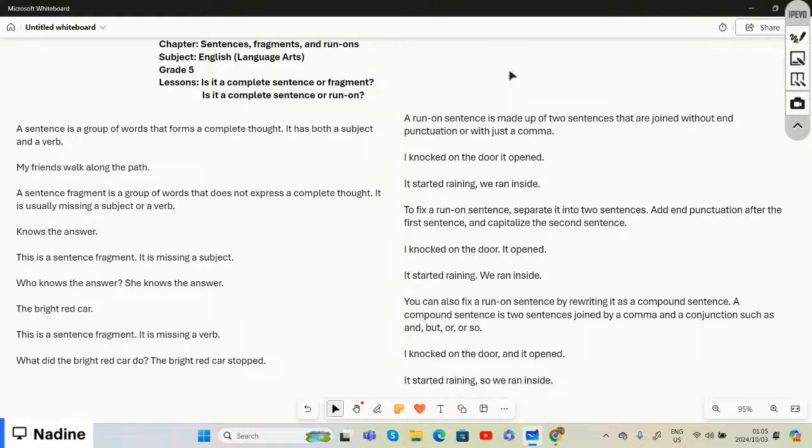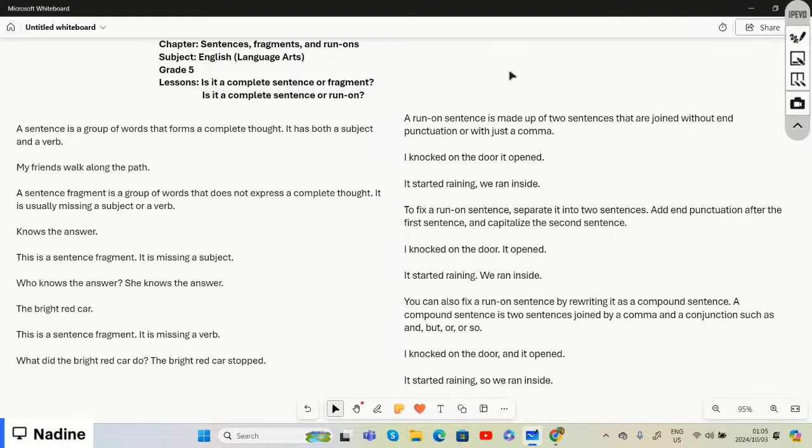So a sentence is a group of words that forms a complete thought. When it comes to a sentence, it has both a subject and a verb. That is a completed sentence.